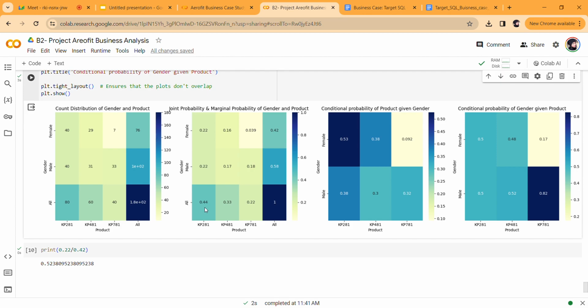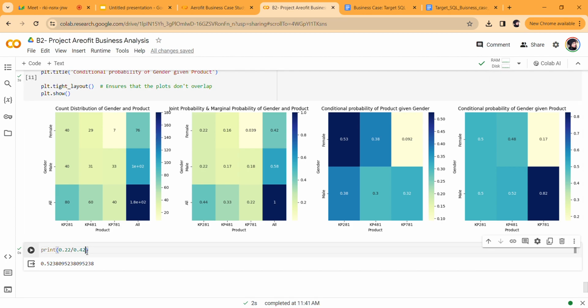What is the probability that they are male? In this case we are going to divide 0.22 by 0.44. You can see the total probability of KP281 is 0.44, and the total probability that it is male is 0.22. Whenever we divide it, we see 0.5 is the conditional probability.